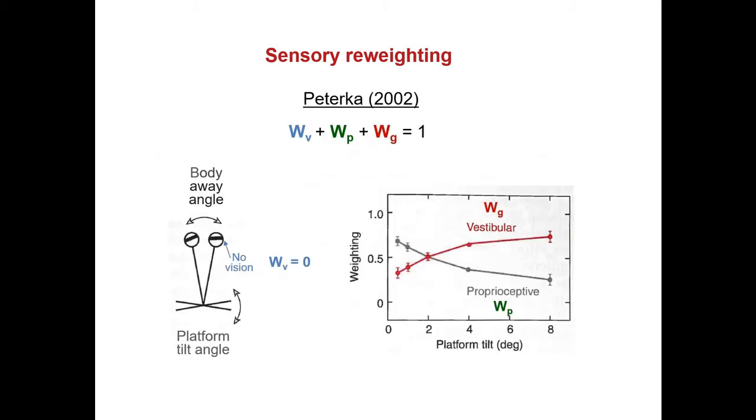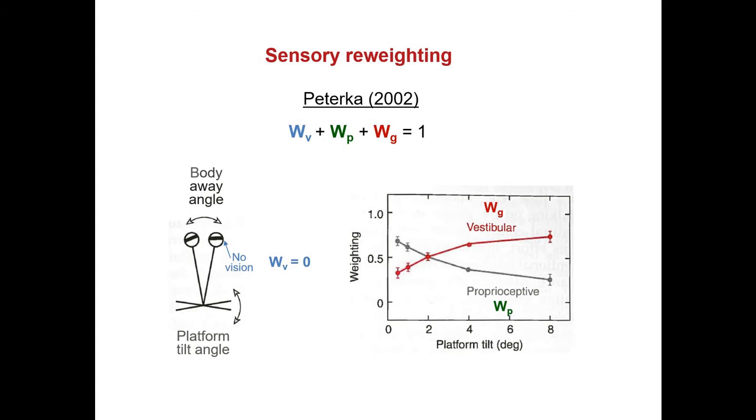We can use Peterka's simple model of the relative weightings of visual, proprioceptive and graviceptive systems to interpret what is happening in the platform tilt experiment. In this experiment, the participant is blindfolded. This means that there's no contribution of vision, so we can set W subscript V equal to 0.